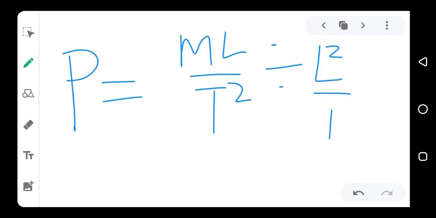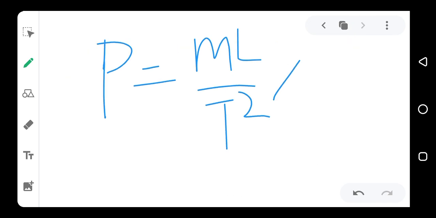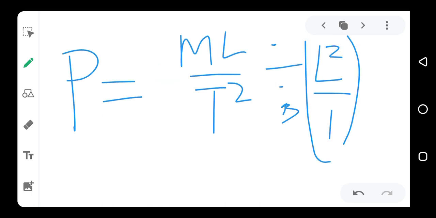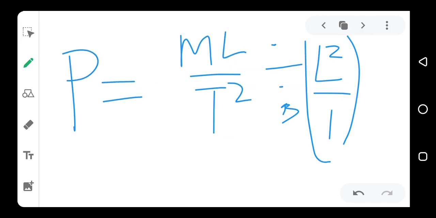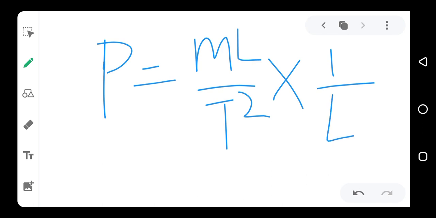If we want to change the division sign to multiplication, then we invert this. Inverting it means that the one that is under is now going up, and the one that is up is now coming down. So 1 is going up and L squared is coming down. And so we have 1 over L squared.